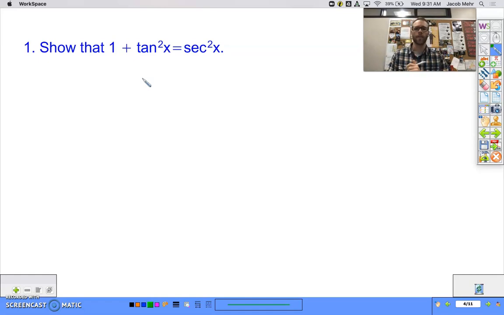They all work. Now, one of our rules when we are showing an identity is true is that we're only allowed to work on the separate sides of the equal sign individually until we show that they're the same. I'm not allowed to do something like multiply both sides by 2 or square both sides, things like that. I just want to work on one side and make it look like the other. Okay?